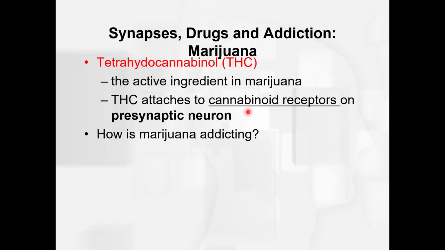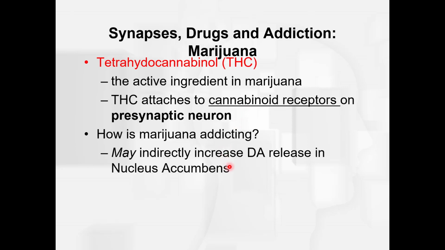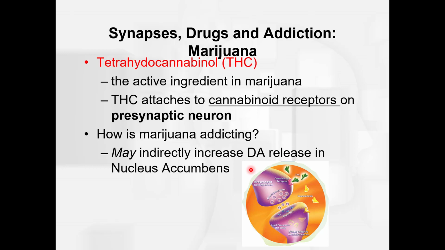So the question then would be, how is marijuana addicting? If it's acting on these cannabinoid receptors in the brain, perhaps we think that it may indirectly release dopamine in the nucleus accumbens. That would be one way it would be addicting. Of course, that's controversial because some people might say that marijuana isn't addicting, and others would argue that it is. It is a drug, so you have to consider that it's still not safe to drive or operate heavy machinery when you are under the influence of marijuana.